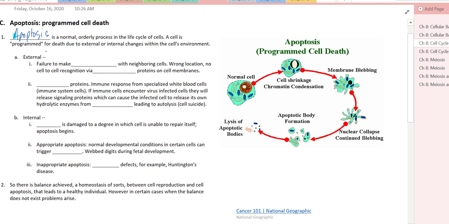So a lot of that programmed cell death would be due to external changes or internal changes within the cell's environment, and that could lead to triggering of programmed cell death or apoptosis. So some of the external cues could be a result of failure of cells to make connections. So making cell-to-cell connections with neighboring cells, much like in neuron development. And this is a huge part.